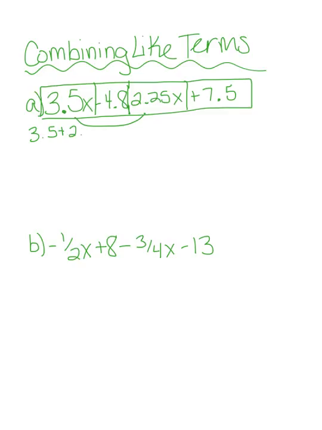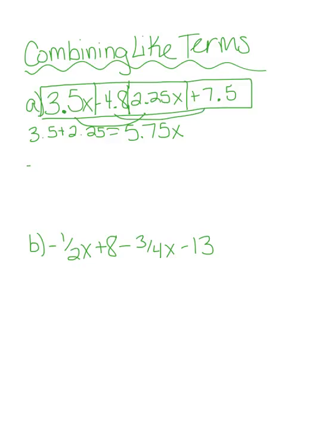3.5 plus 2.25, and the sum here is 5.75x, because my variable follows. And the next thing that I have is a negative 4.8 and positive 7.5.